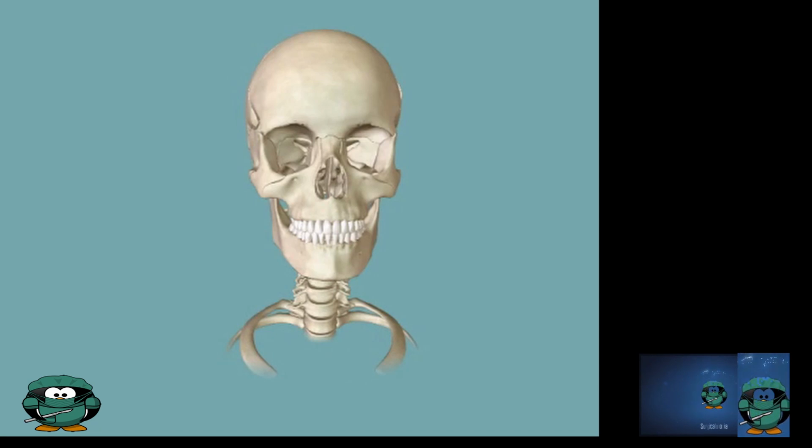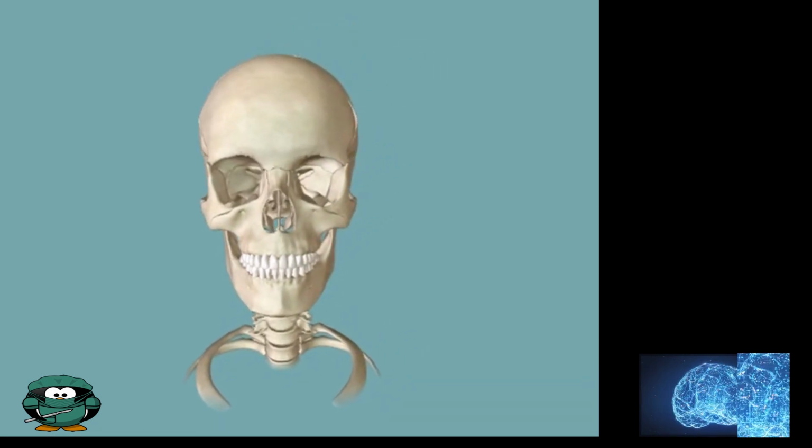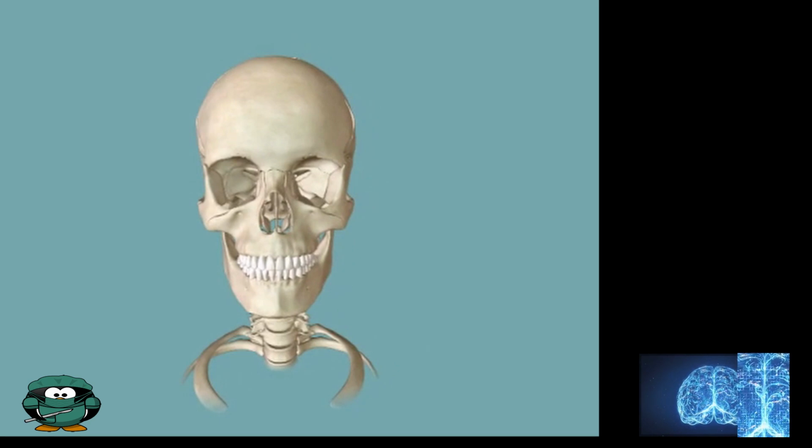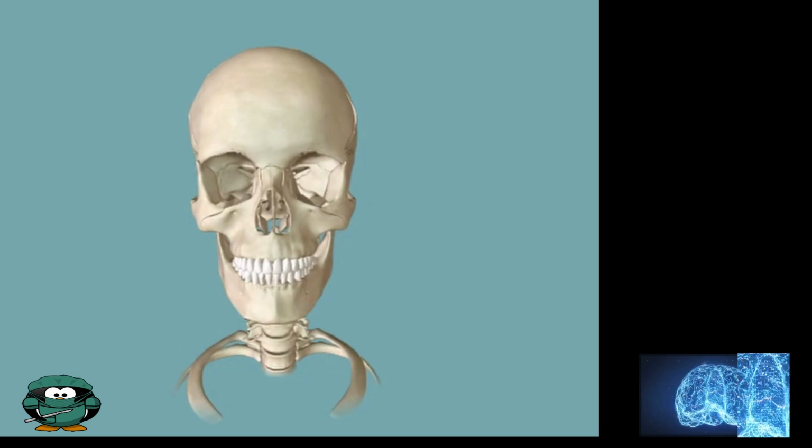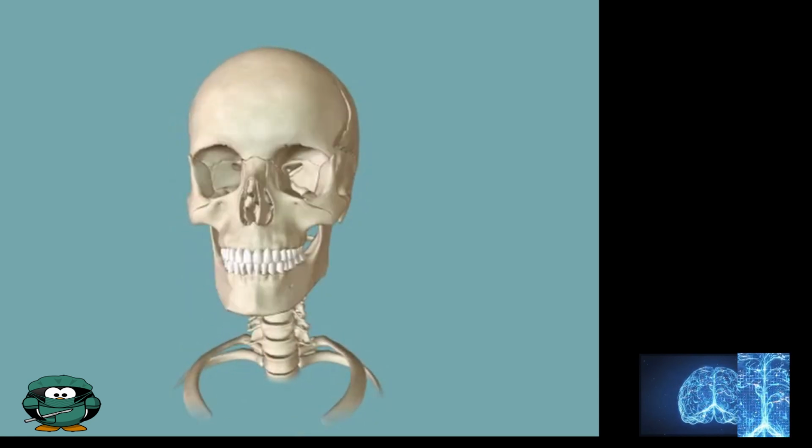So talking about the orbit, it is pyramidal in shape and it is formed by four boundaries. One is superior, one lateral, one medial, and the fourth one is formed by the floor. So we'll discuss all the boundaries one by one.